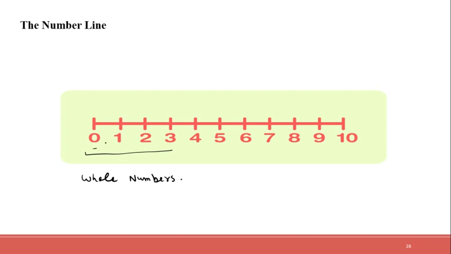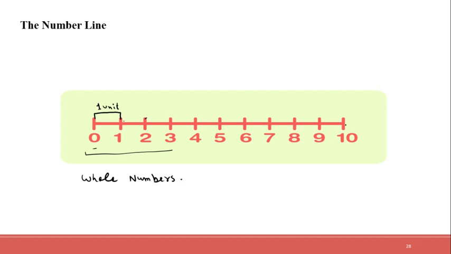Why? Because it contains a 0. It starts with a 0. So this distance on a number line from this 0 to this 1 will be called 1 unit. Got it? Similarly, 1 to 2 is another unit, 2 to 3 another unit.